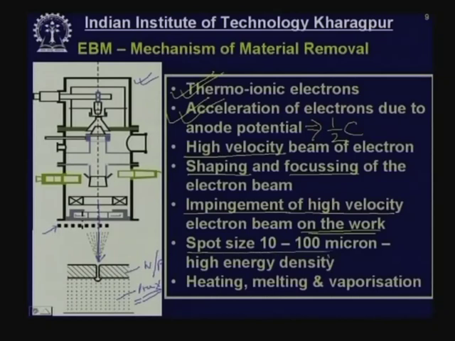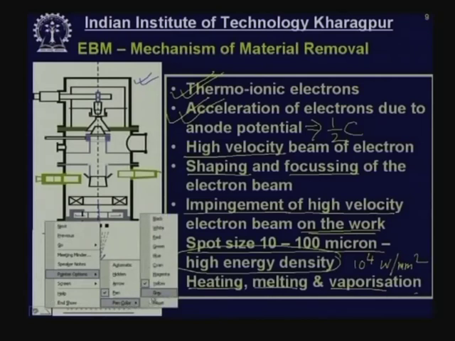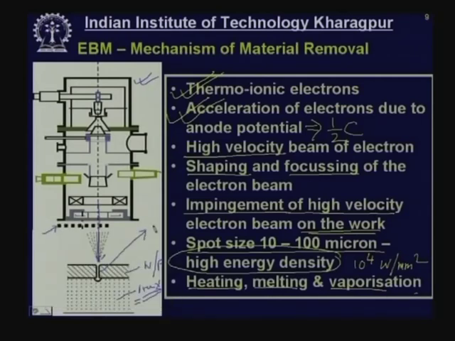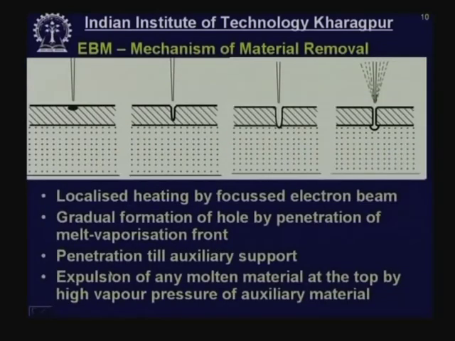Typically, the spot size would be around 10 to 100 micron. So, the power density would be very high. It could be as high as 10 to the power 4 watt per millimeter square. On impingement, the kinetic energy of the electrons would be absorbed by the workpiece, which will lead to heating, melting, and finally vaporization, leading to drilling, as has been schematically shown here. This has been explained in a better manner in the next slide.